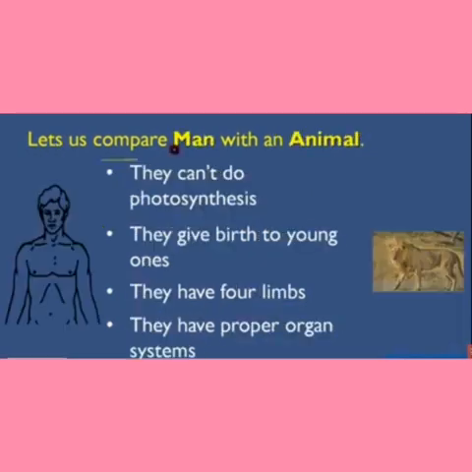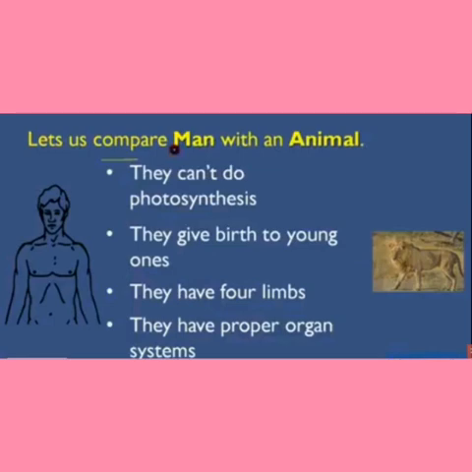So a tree and a plant have the same kind of function, are made up of the same kind of unit and perform the same function. So let us compare man with an animal. On one side there is a man and on the other side a picture of an animal, a lion. First, they cannot do photosynthesis. Both of them cannot prepare their own food. Second, they give birth to young ones, both of them.